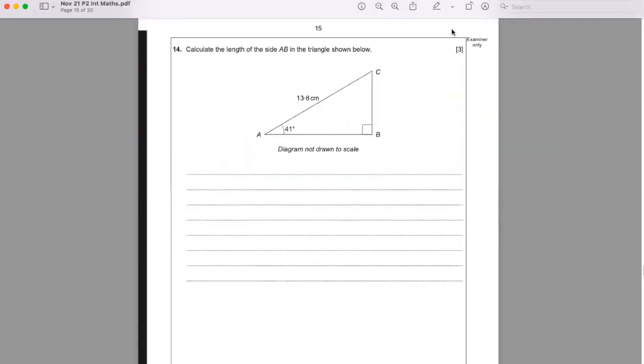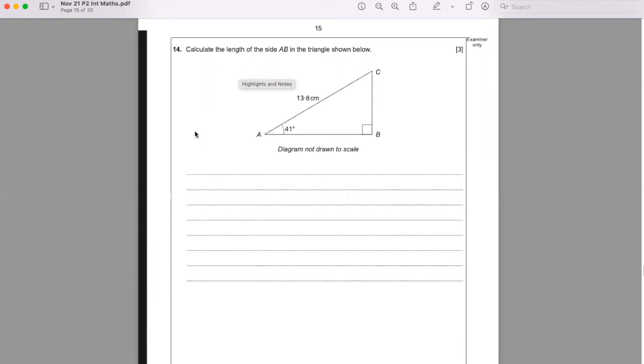Question 14. Calculate the length of side AB in the triangle shown below. Now, whenever you see a right angle triangle in a calculator paper, and you have some angle here, and then you've got sides as well, that just means that this has to be a trigonometry question. If it doesn't have any angle, just say 2 sides and asking you for another side, that should be Pythagoras theorem. That is quite popular in a calculator paper as well.